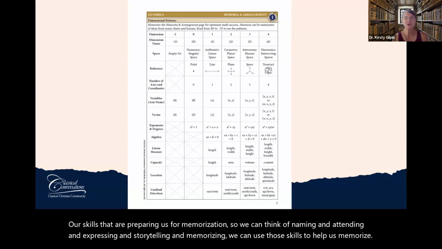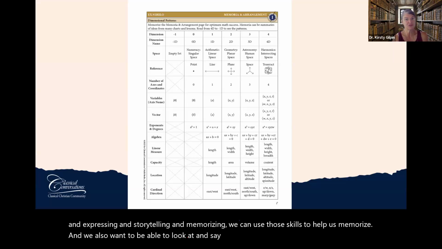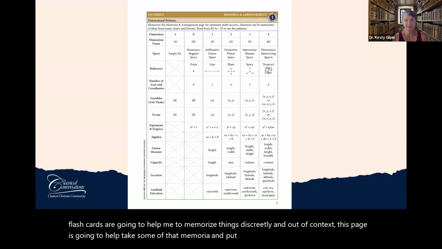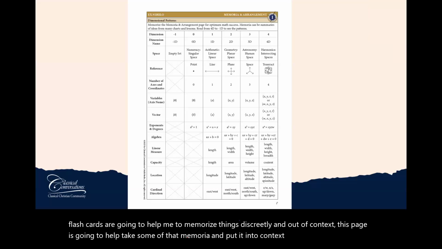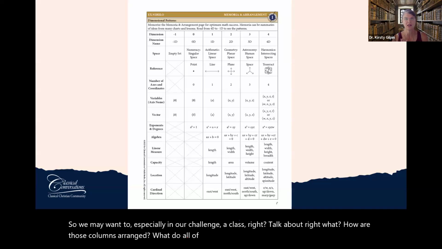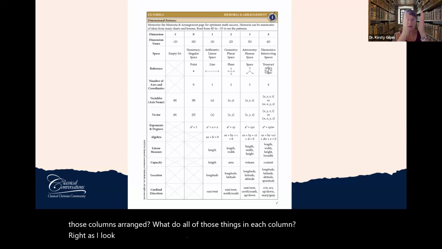And we also want to be able to look at and say, well, what is the arrangement, right? So where my flashcards are going to help me to memorize things discreetly and out of context, this page is going to help take some of that memoria and put it into context. So we may want to, especially in our Challenge A class, talk about how are those columns arranged? As I look down a column, all those things that are in the same column, what do they have in common?